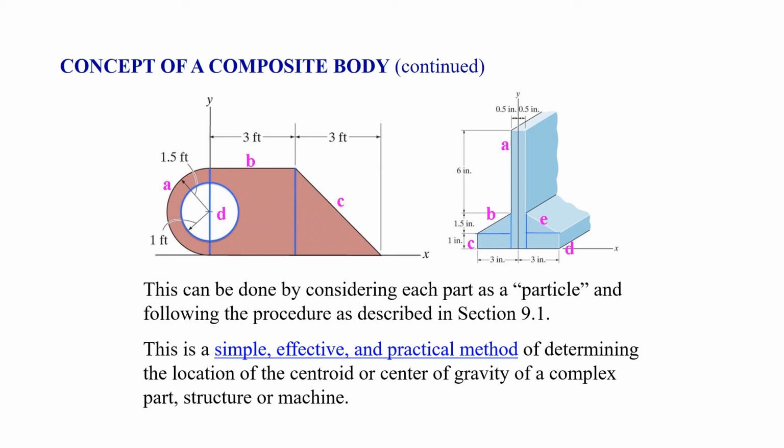This can be done by considering each part as a particle and following the same procedures outlined in section 9.1. This is a simple, effective, and practical method of determining the location of the centroid or center of gravity of an object, part, or machine.